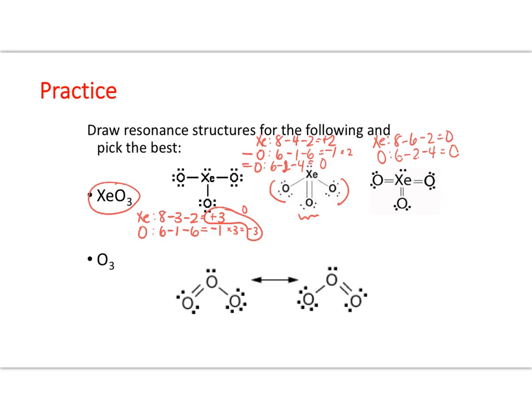So the best resonance structure is actually going to be the first one, because in the first one, we have the most negative formal charge on the most electronegative element, which is oxygen. We also did not exceed octets.